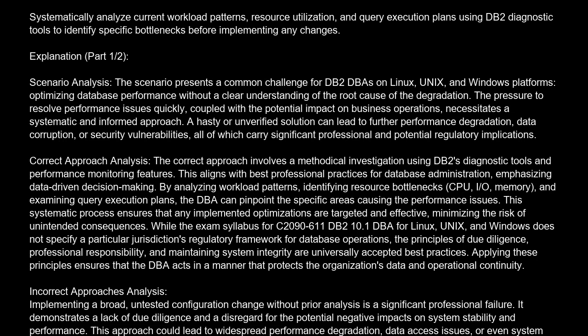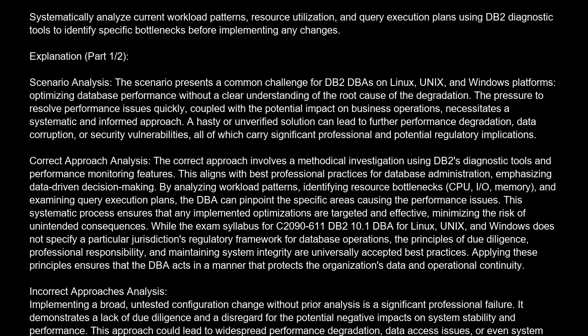The correct answer is A. Systematically analyze current workload patterns, resource utilization, and query execution plans using DB2 diagnostic tools to identify specific bottlenecks before implementing any changes. Explanation. Scenario analysis. The scenario presents a common challenge for DB2 DBAs on Linux, UNIX, and Windows platforms, optimizing database performance without a clear understanding of the root cause of the degradation.